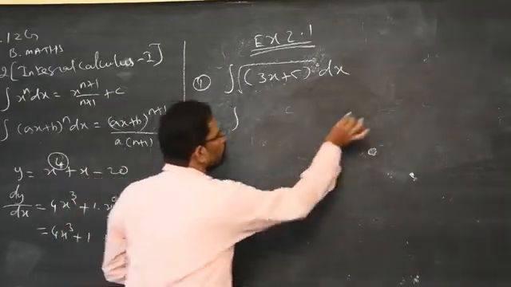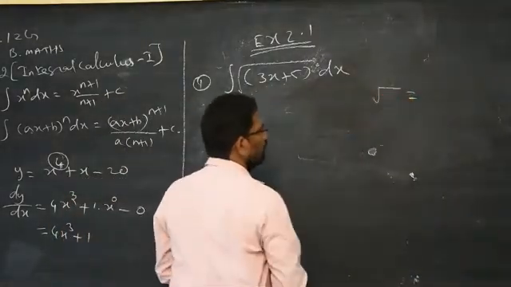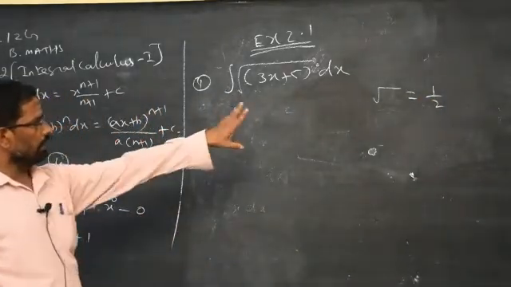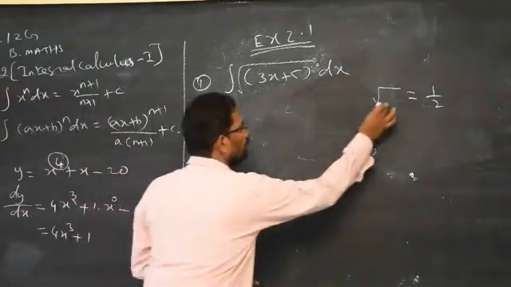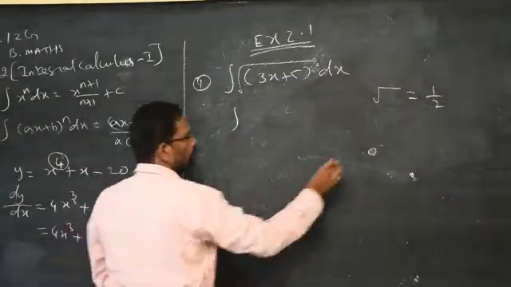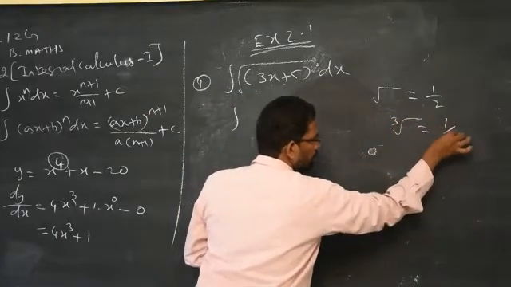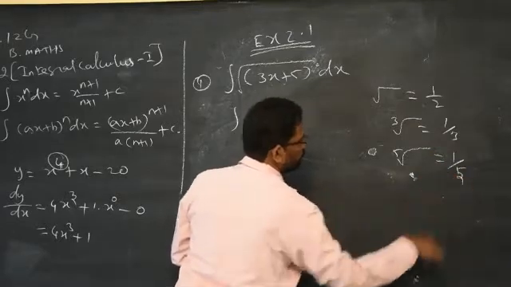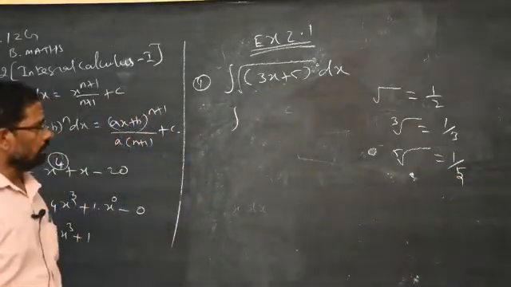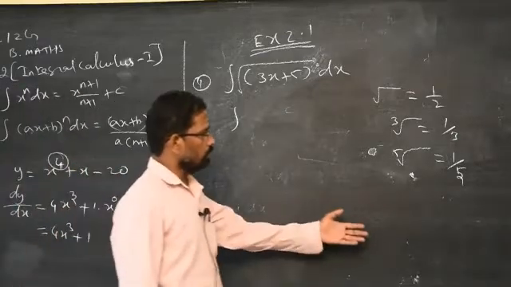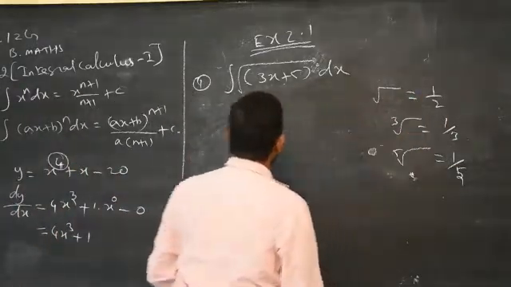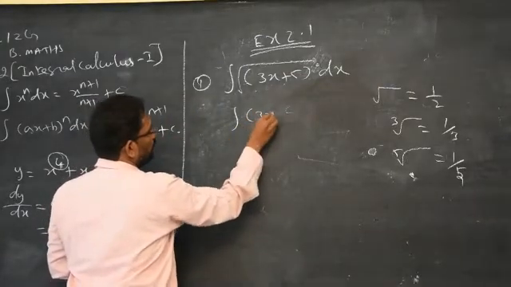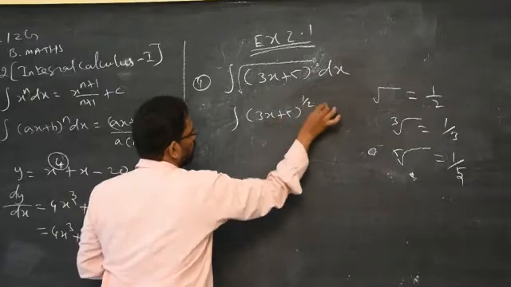Integration. You know the square root symbol is replaced by 1 by 2. Numerically you can replace it by 1 by 2. That should be understood. Square root is 1 by 2. If it is cube root, 1 by 3. If it is given fifth root, it will be replaced by 1 by 5. Cube root, square root, fifth root and fourth root, whatever it is, 1 by 3, 1 by 5. So here it is given square root. Therefore, I am rewriting the given question with power 1 by 2.